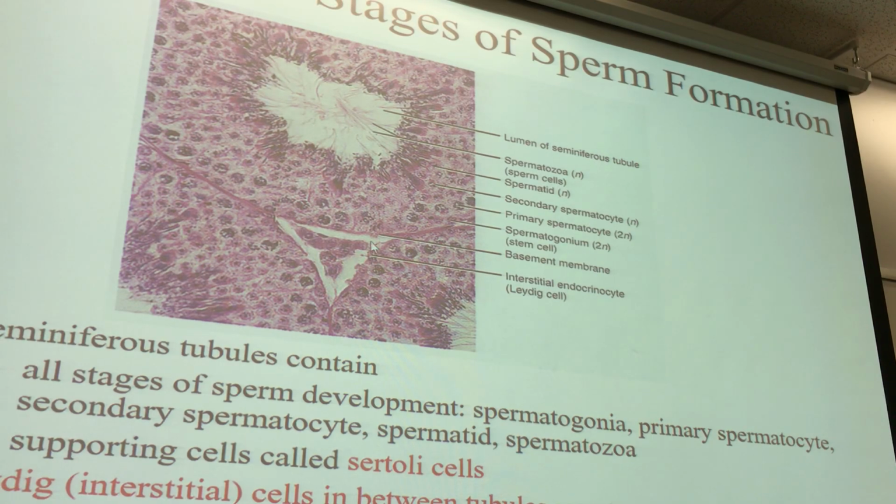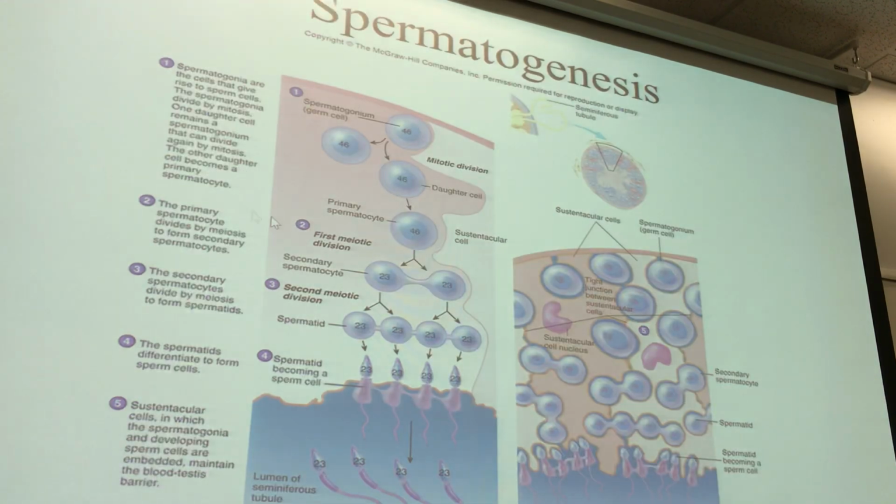So the Leydig cells are found here between the seminiferous tubules. The Leydig cells produce the testosterone, and then we're going to see that, right, your Sertoli cells are found inside the seminiferous tubule. It provides the structure. So right here, these are the Sertoli sustentacular cells. It provides structure for the meiosis to occur.